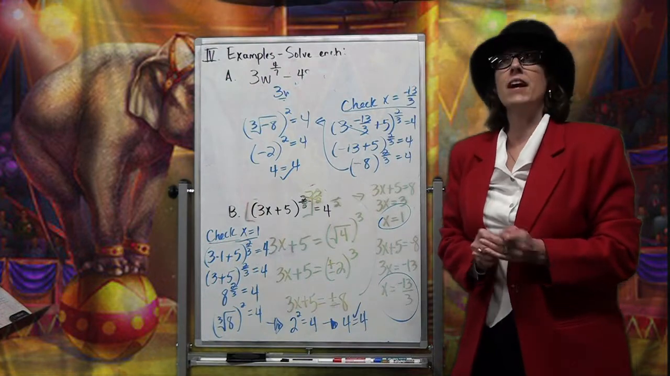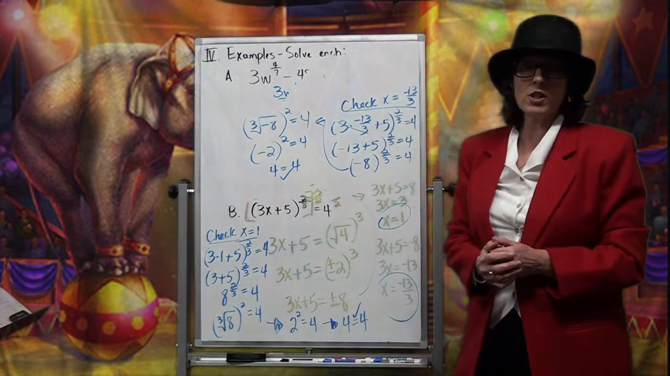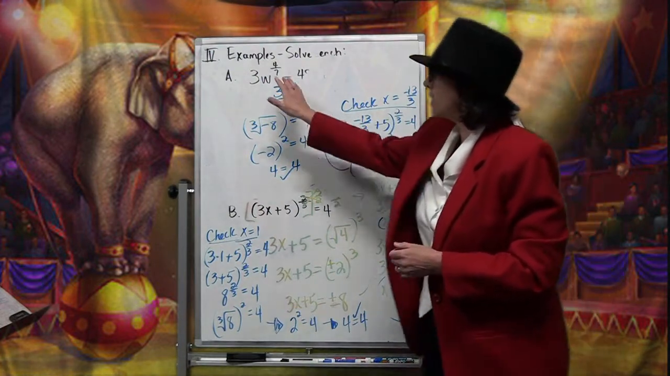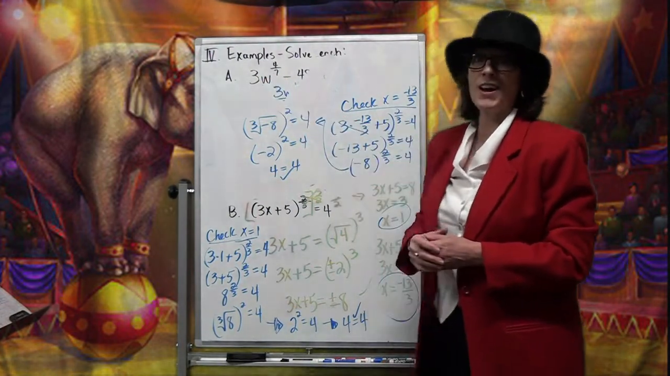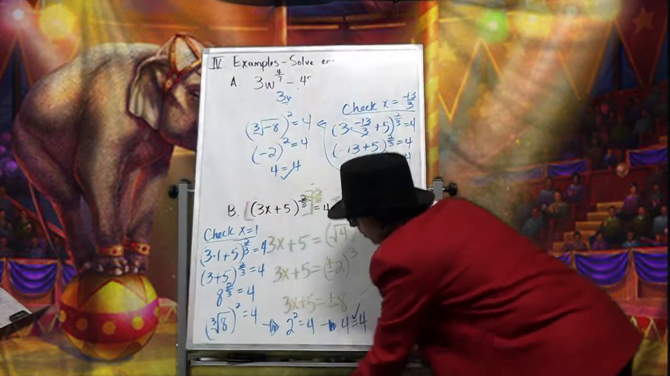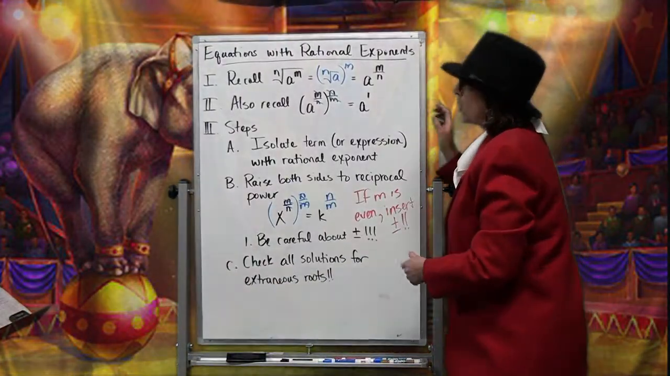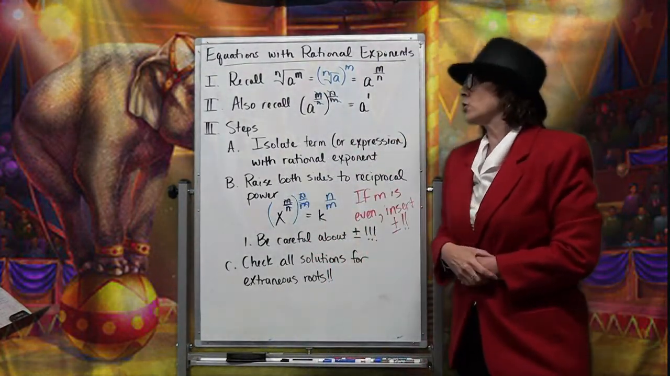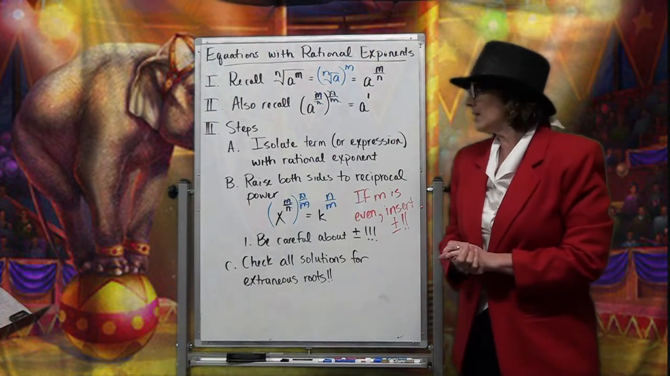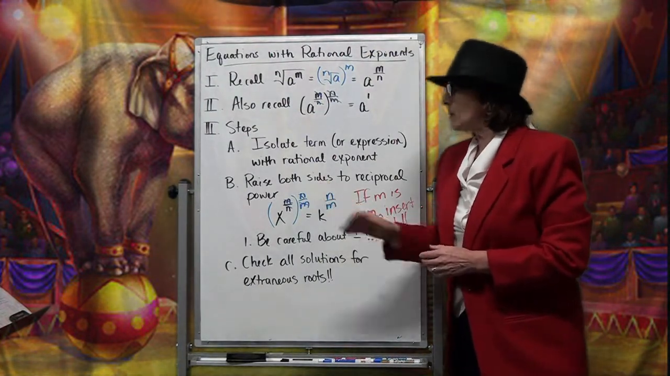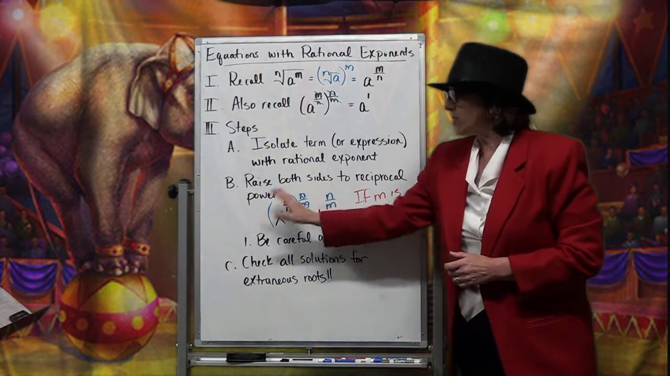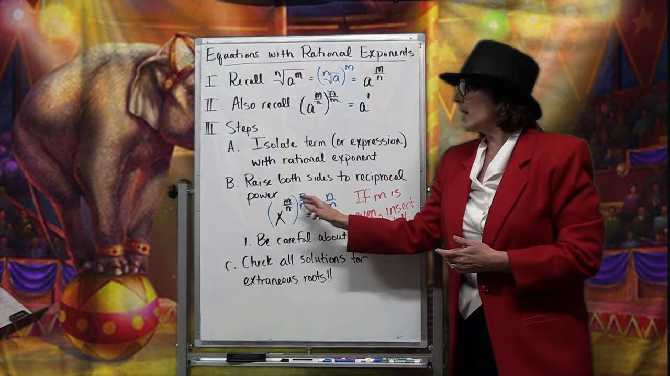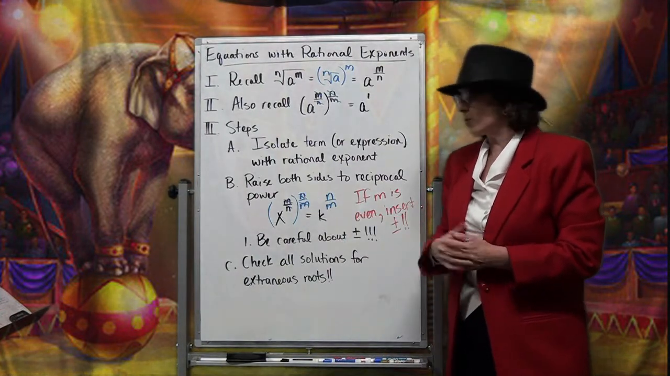But like I said, very important that you check for those extraneous roots, because sometimes when you plug them in, they will cause problems because you've got roots in there in your equation. So whenever you have equations with rational exponents, the point is you need to isolate that term or expression that has that rational exponent. Once you do that, you're going to raise both sides to that reciprocal power, because what you do on one side, you got to do on the other. And the goal is you want x to the first power, not x to some fractional power. So raise it to the reciprocal power.